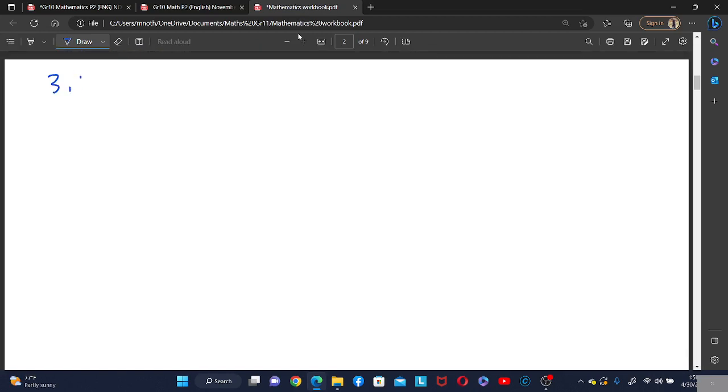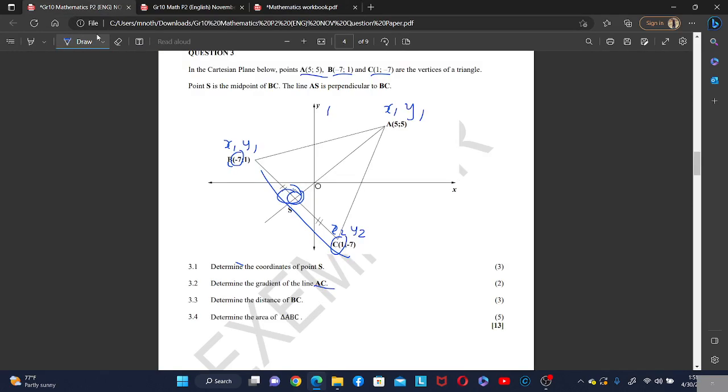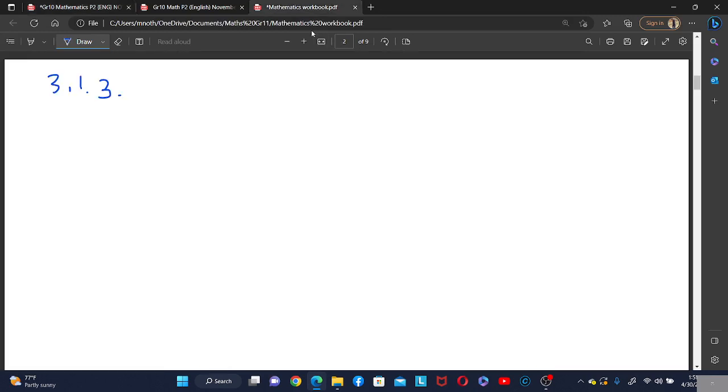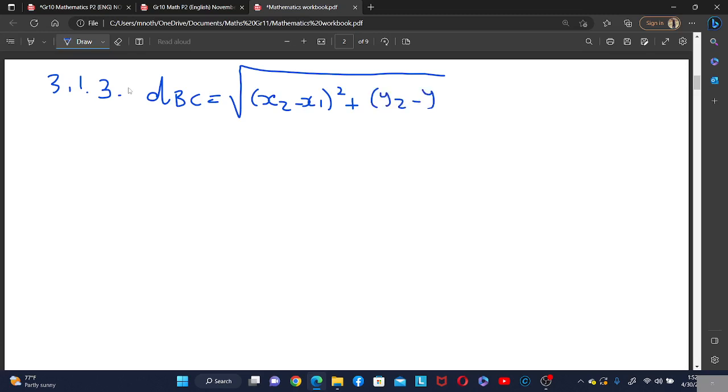So then 3.1.3, determine the distance of BC. Okay, let's find the distance of BC. So the distance formula is saying that the distance of BC is equal to the square root of x2 minus x1 squared plus y2 minus y1 squared. This is the distance formula that we are using.